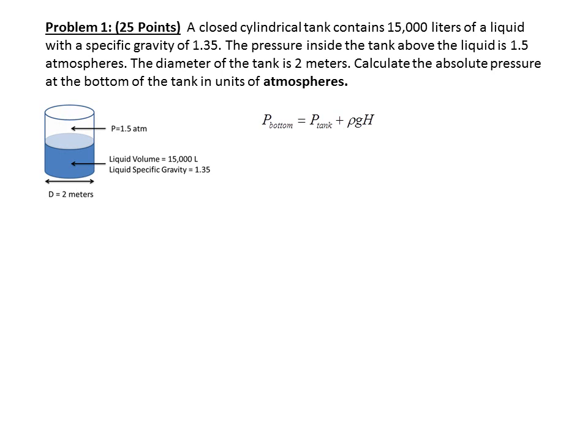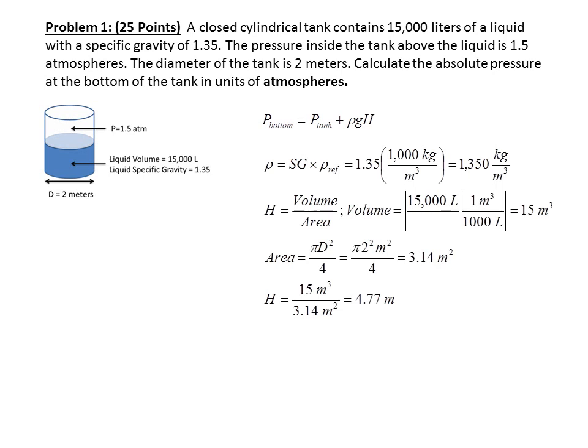We're going to need to calculate the density of this fluid, and we know that specific gravity times our reference density will give us the density of our fluid. So that will equal 1.35 times the density of our reference fluid, being water. And units of kilograms per cubic meter are preferable in this problem, so we'll use 1,000 kilograms per cubic meter of water, giving us a solution density of 1,350 kilograms per cubic meter.